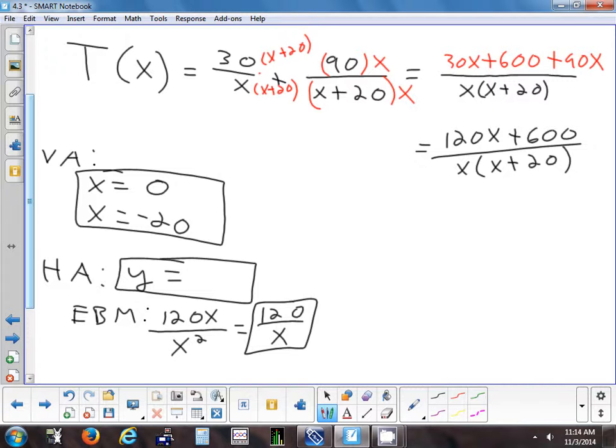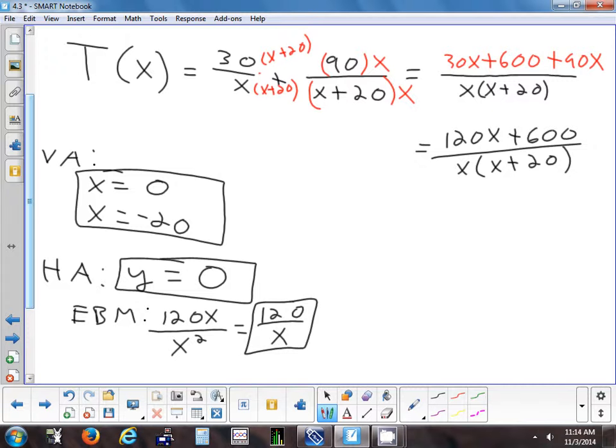Okay, Cole, what happens if you take 120 and start to divide it by a bigger and bigger and bigger number? And what value will it approach? Yep, this fraction will approach 0. Which makes sense because that's my time. As you start to go faster and faster and faster, your time will approach 0.